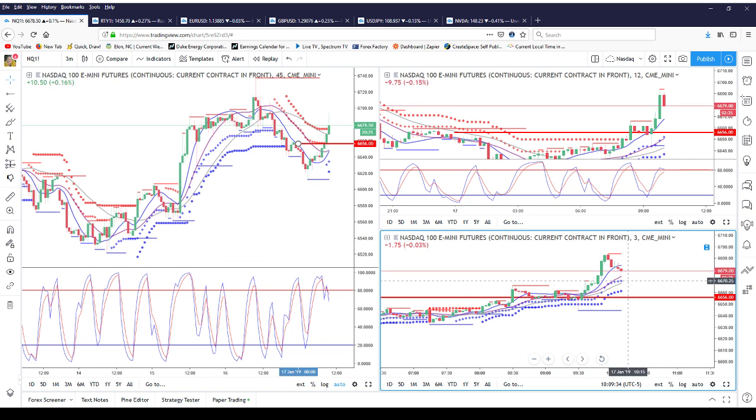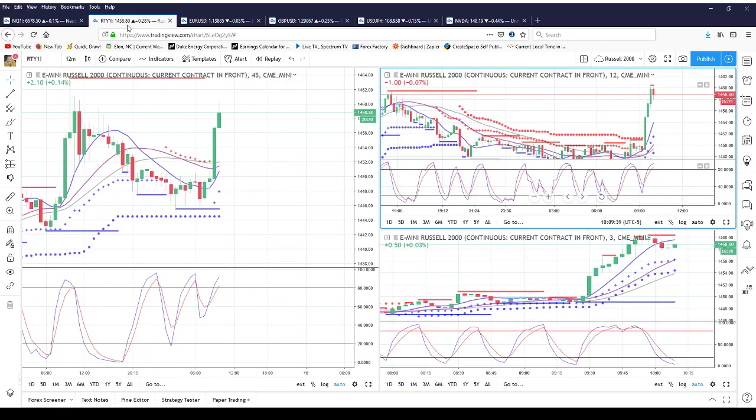You really want that to come back to that ATR if you're in that 20-minute binary. Got about 10 minutes left on this one.